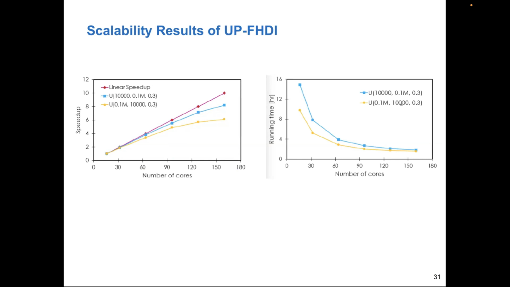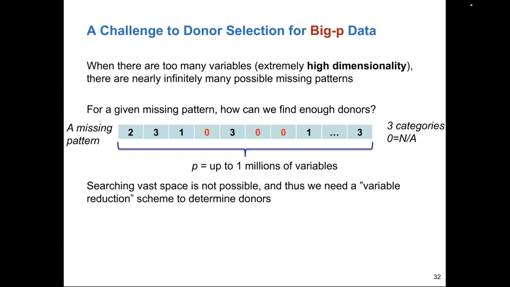10,000 variables. So it's very big size, but it shows good scalability. The last challenge we need to tackle was: suppose we have millions of instances, very high dimensionality, and we have a lot of missing values. Then how can we find donors? Because there are so many similar possible donors.